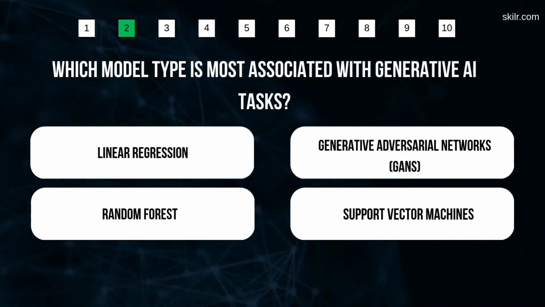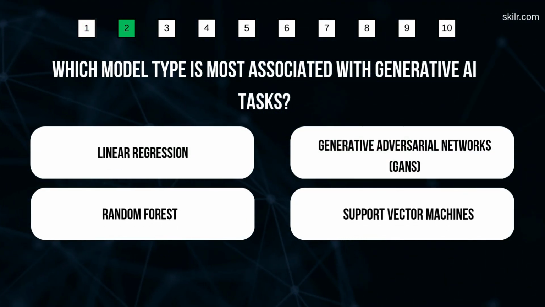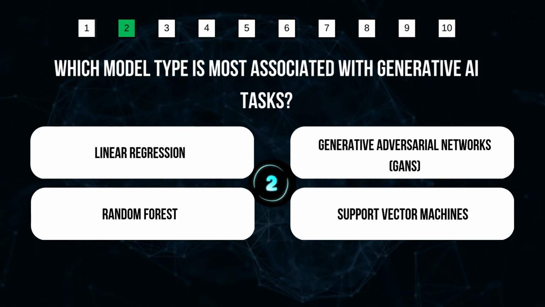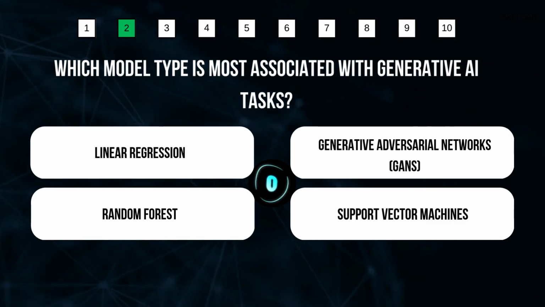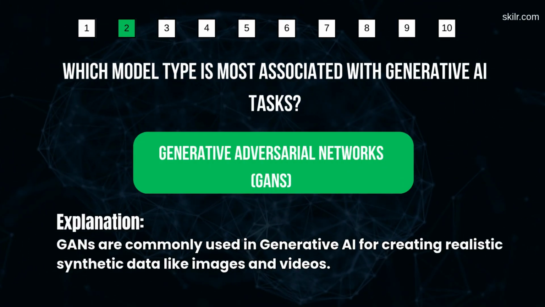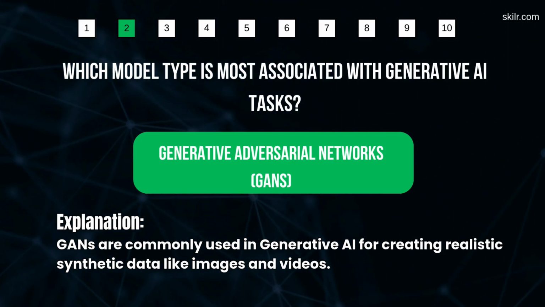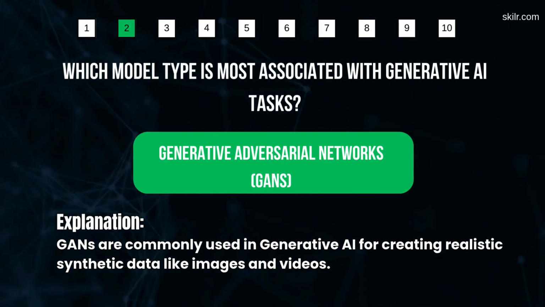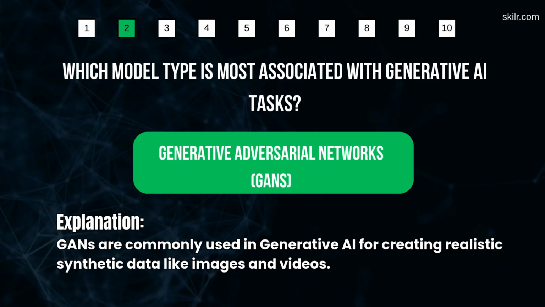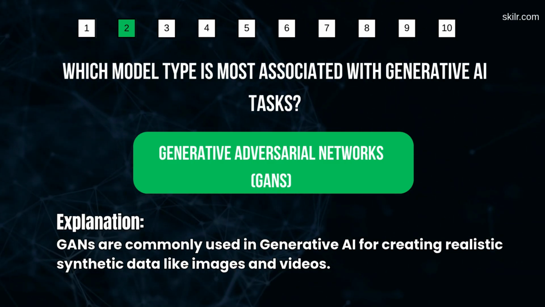Question 2. Which model type is most associated with generative AI tasks? The correct answer is generative adversarial networks. Where generative adversarial networks are commonly used in generative AI for creating realistic synthetic data like images and videos.